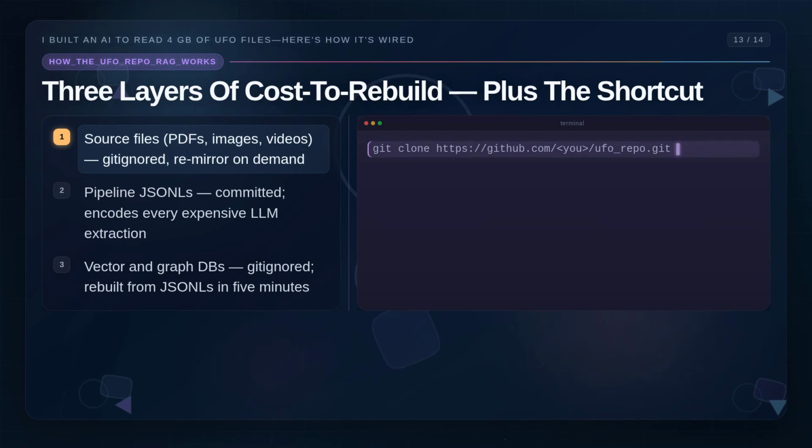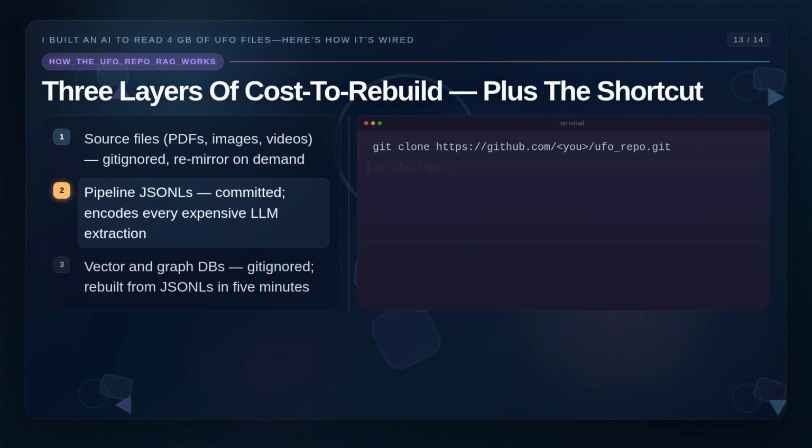The last design decision is about how the repo travels. There are three layers, separated by what it costs to rebuild them. The source files, the actual PDFs, images, and videos are public domain, but heavy, about 3.8 gigabytes for the first release alone, so they're Git-ignored and remirrored on demand from the government archive, war.gov.